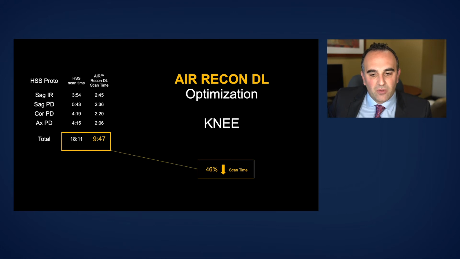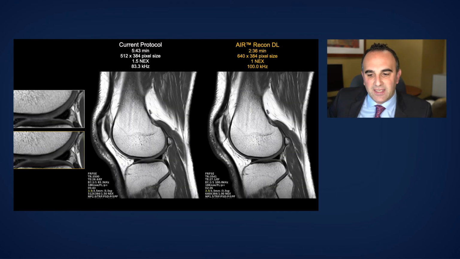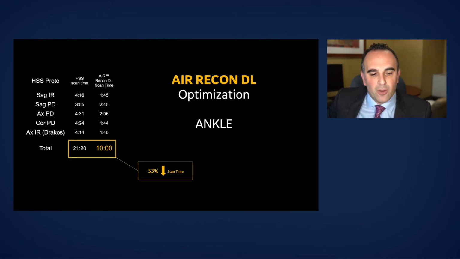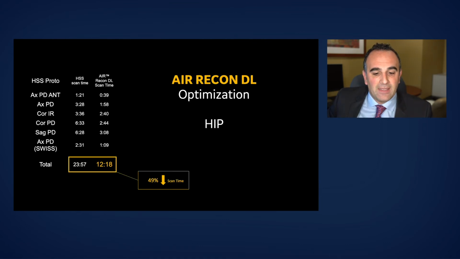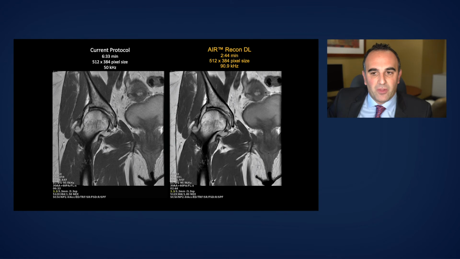Here in the knee, almost a 50% reduction in scan time, and again, beautiful visualization here of the femorotibial cartilage. Similarly, in the ankle, over 50% reduction in scan time, nice visualization of the tibiotalar cartilage, very crisp on your right as compared to the previous protocol on the left. In the hip as well, similar theme with AIR Recon DL, we see nice visualization of this patient, unfortunately, with bad osteoarthritis and incited synovitis.